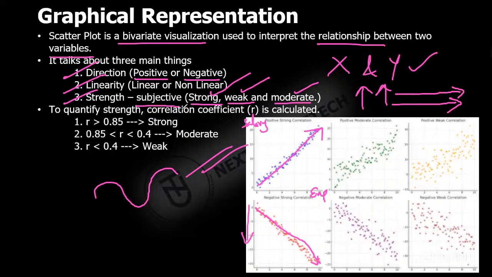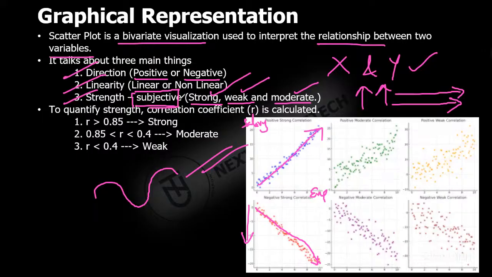Subjective actually refers to all of us having our own perceptions. They can come up with their own conclusion. That doesn't mean, if I say this is strong and you say this is weak or moderate, that I can tell you are wrong. No, both of us are correct. The reason behind it is that it is subjective.